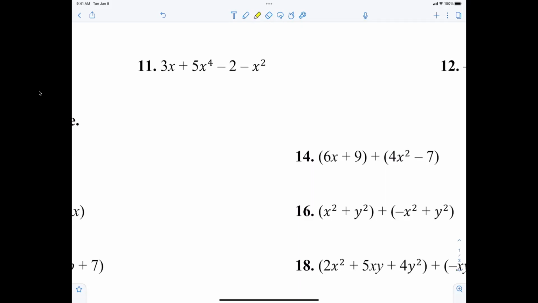All right, now, writing it in standard form. Largest exponent goes first. 5x to the 4th minus x squared plus 3x minus 2. That's how simple. Let's just do the problems on the paper. There's lots of problems on the paper. Don't try to think about all the what ifs.